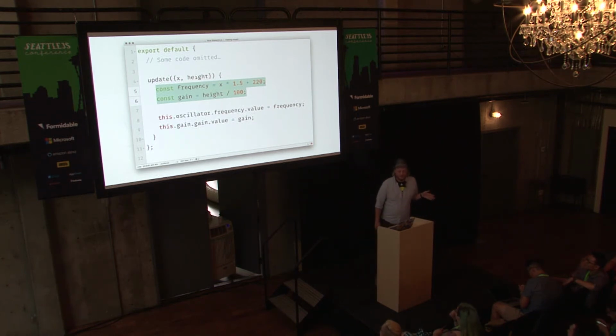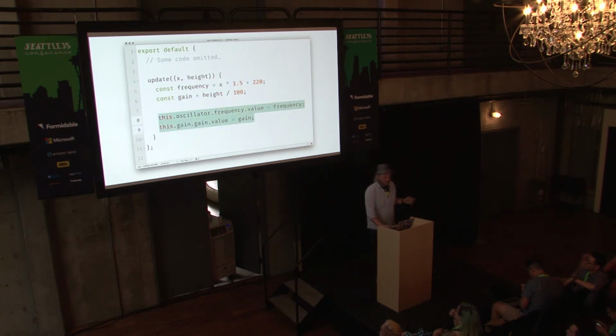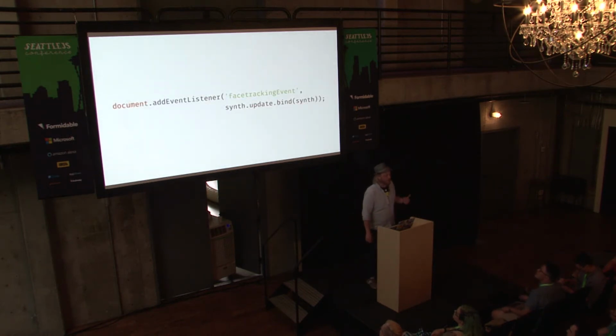So we'll start there, and we'll figure out those, and then all we need to do is we set the frequency based on x, and we'll set the gain based on the height of my face. And could you use width? Probably, yeah. And all we do is when the face tracking software fires a face tracking event, we simply update the oscillator, right? We update the frequency and the gain nodes.